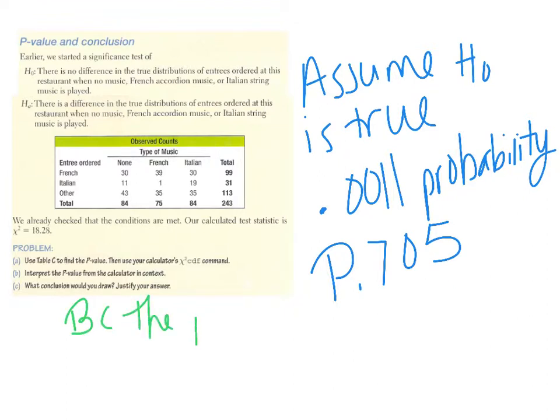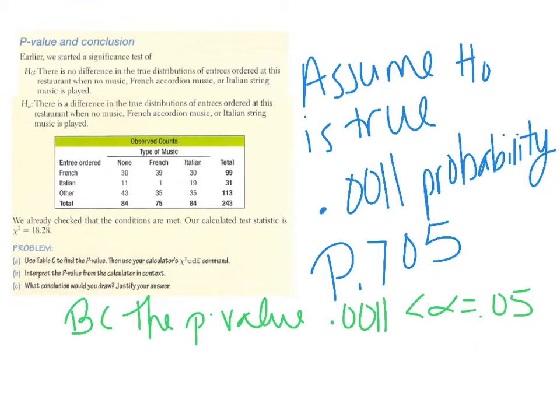Because the p-value 0.0011 is less than our alpha equals 0.05, because we weren't given one, so we use our default, we reject the null hypothesis. We have convincing evidence of a difference in the true distributions of entrees ordered at this restaurant when no music, French accordion music, or Italian string music is played.